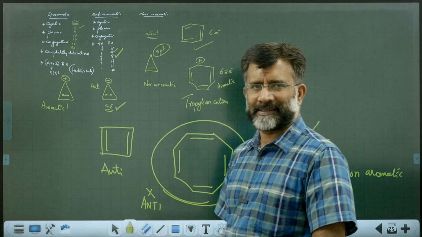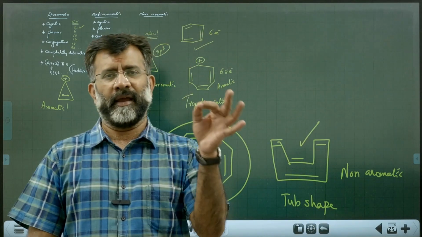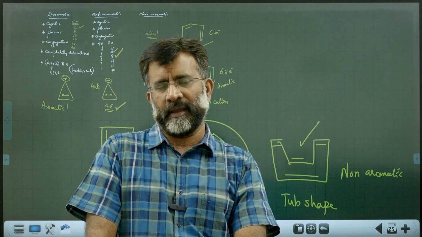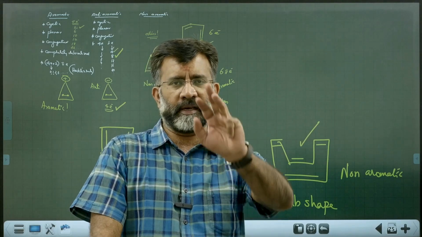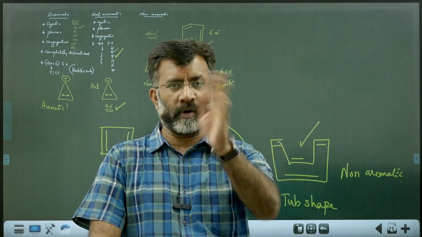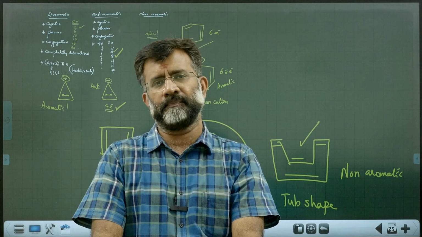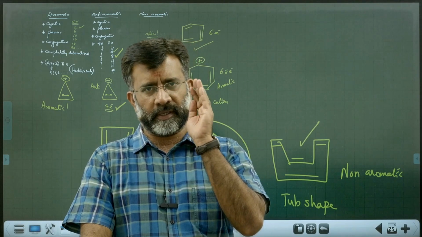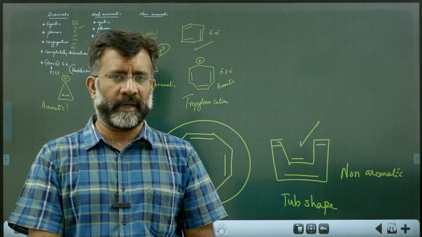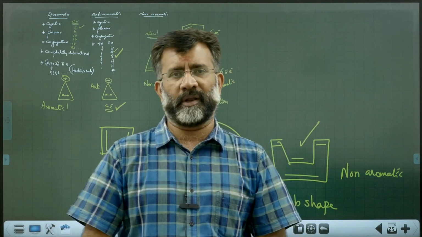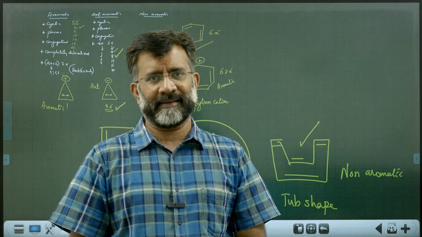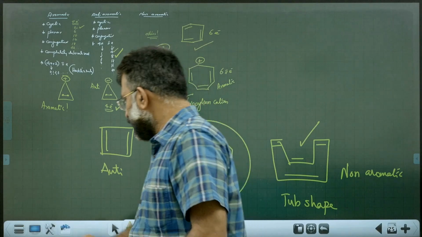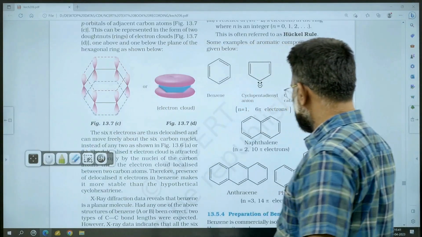Hope you understand. So what is aromatic, anti-aromatic, non-aromatic? Aromatic means cyclic planar conjugated 4n plus 2 pi electron system. Cyclic planar conjugated 4n system is anti-aromatic. Others are called non-aromatic. Is it clear? Right. Now on to preparation of benzene.